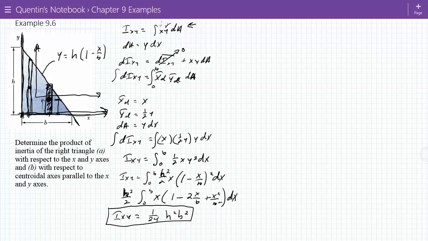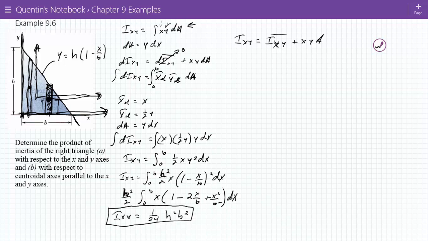Okay, now part B. What are we supposed to do in part B? We're supposed to determine relative to the centroidal axes that are parallel to the x and y axis. So those, in other words, this axis right here. Well, what is the beauty of the centroidal axis? That is what the parallel axis theorem is using. And so we can use the parallel axis theorem for that. So what do we know about the parallel axis theorem? We can say Ixy is Ixy bar plus Ixy A, right?